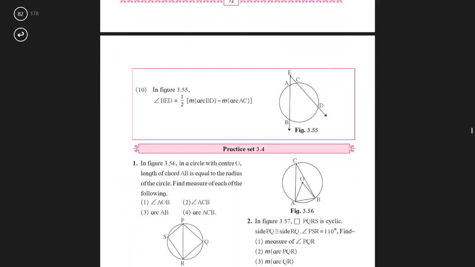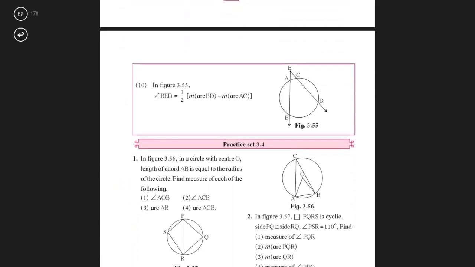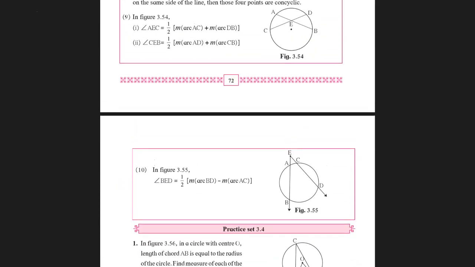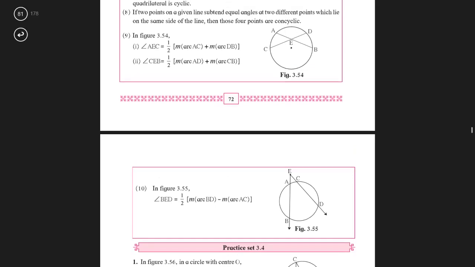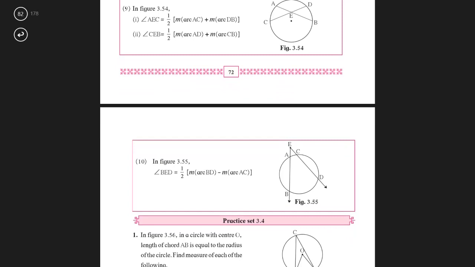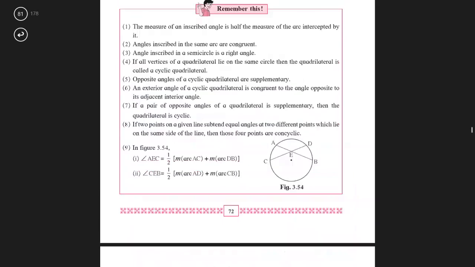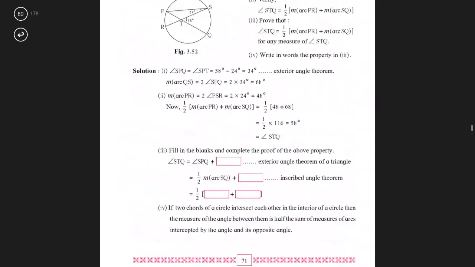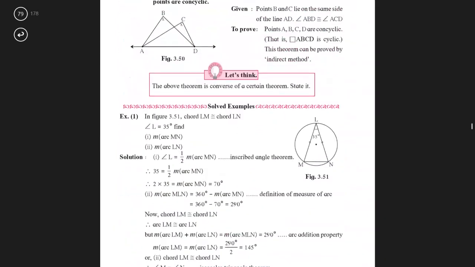Okay. Point number 10, angle BED equal to half measure of the arc BD minus measure of the arc AC. Now these are 2 more cases of inscribed angle theorem which were not mentioned in the first part of your book, but both 9 and 10 are important because questions based on this have been asked in your exercise. Now I'll explain to you what are the things that you need to write in your classwork.